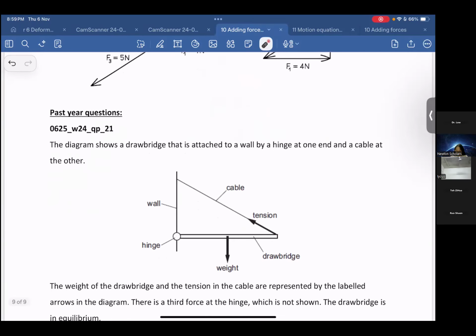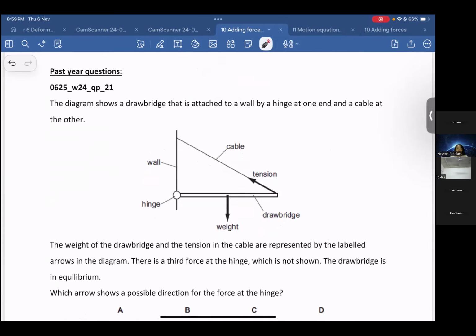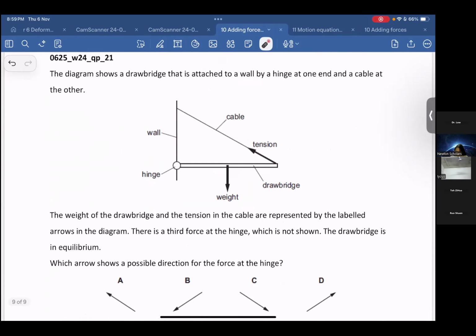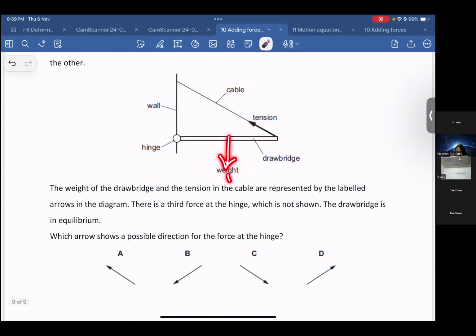Okay, we look at this diagram, 2024. We hang a drawbridge, so it's attached to the wall, and then the weight. We have the weight, one of the forces, and we have the tension. These two forces are shown, but there is a third force to balance it on the hinge. There is one more force to balance these two.